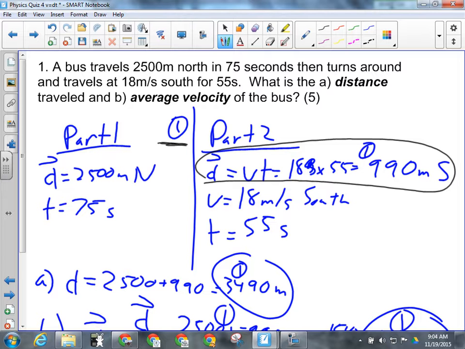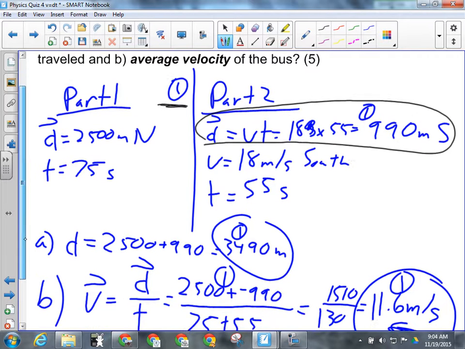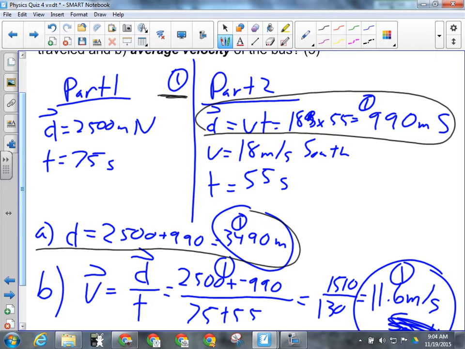Now that I've got how far it went in part 2 and how far it went in part 1, what do I do with those two numbers to get the total distance? Add them together. It doesn't matter that one's north and one's south, because distance is scalar. So 2,500 plus 990, you can give them a mark for 3,490 meters. Questions on the first part?